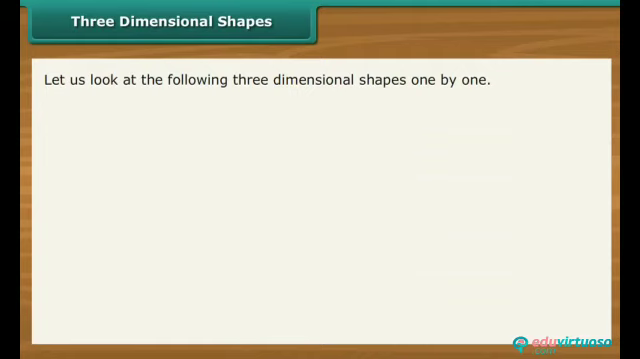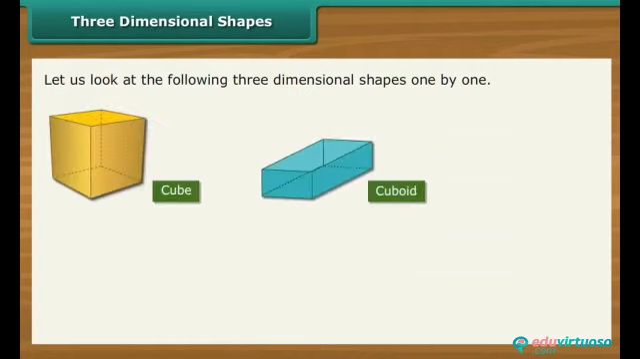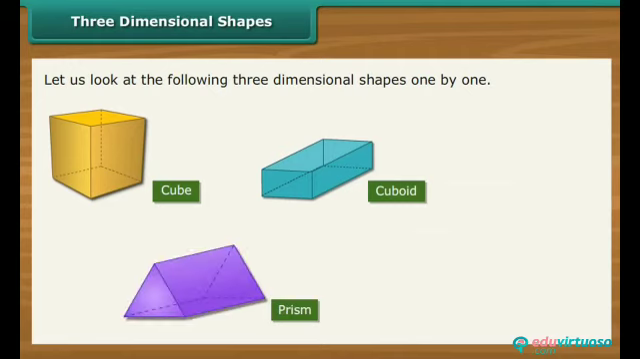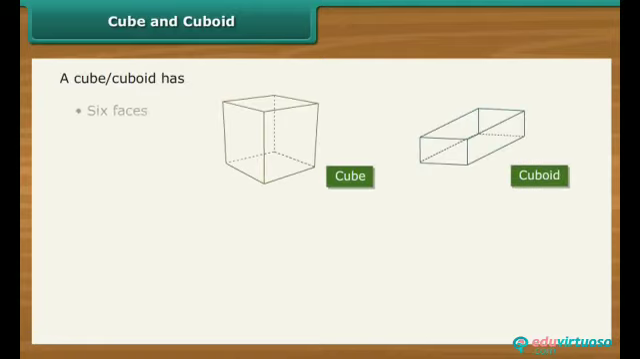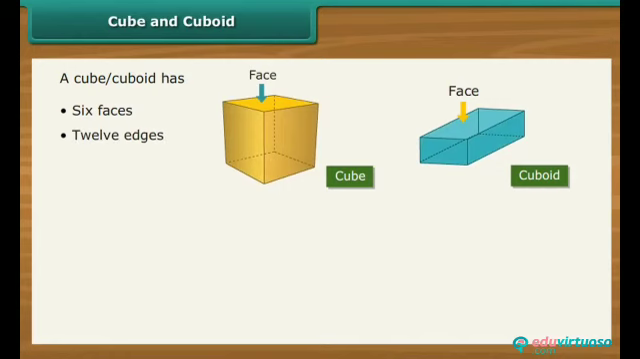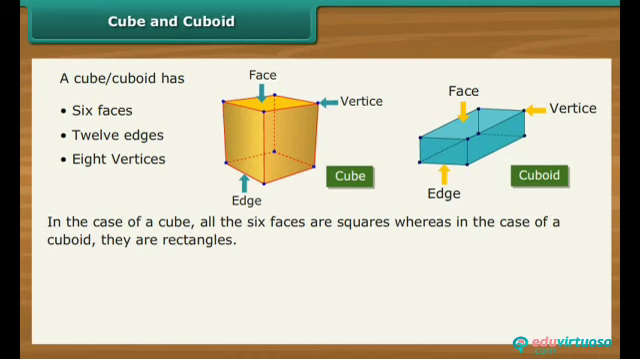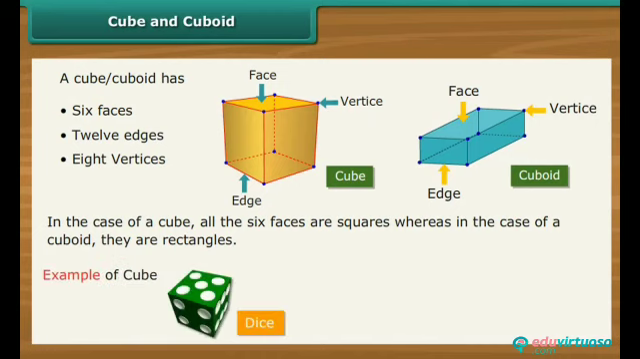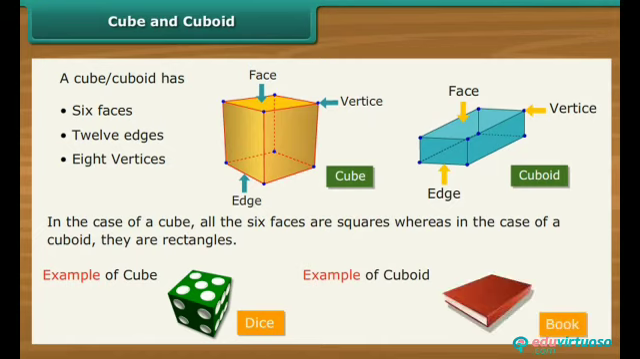Let us look at the following three-dimensional shapes: cube and cuboid, triangular prism, square pyramid. Cube and cuboid. A cuboid has 6 faces, 12 edges, 8 vertices. An example of a cube is a dice. An example of a cuboid is a book.